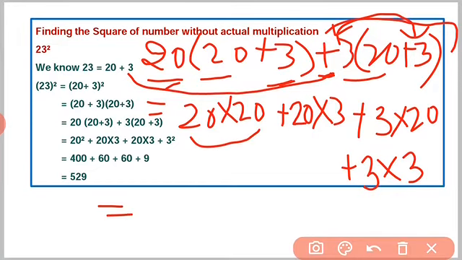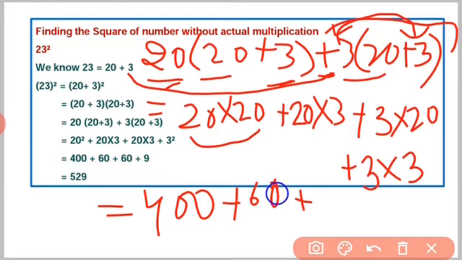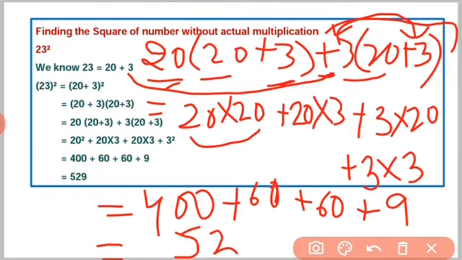So 20 multiply 20 is 400. Then 20 multiply 3 is 60. Again 3 multiply 20 is 60. Again plus 3 multiply 3 is 9. Now add all these numbers, and you will get the square of 23. So we are doing this without actually multiplying them.